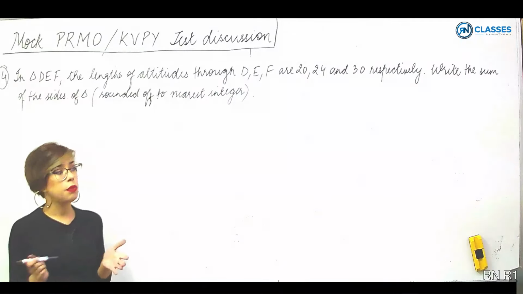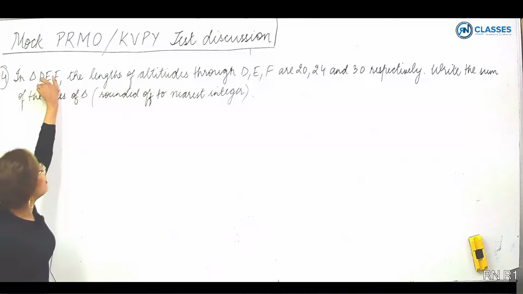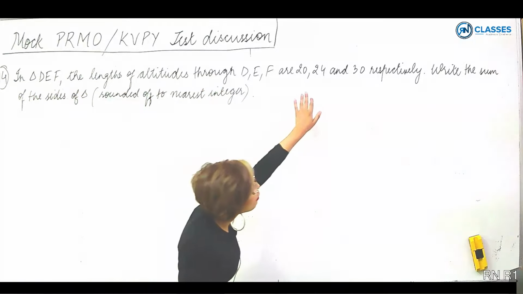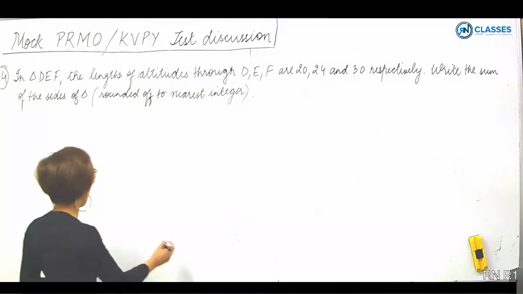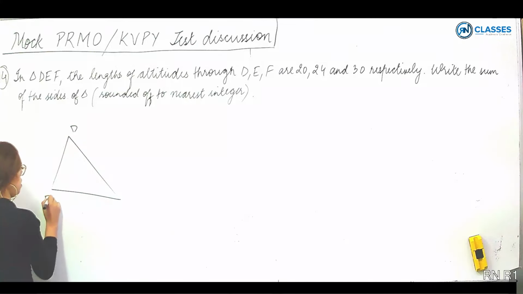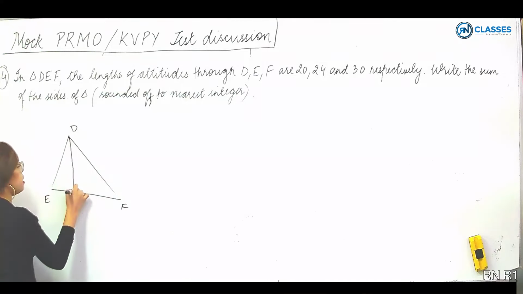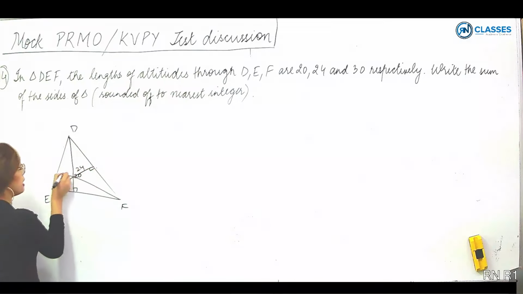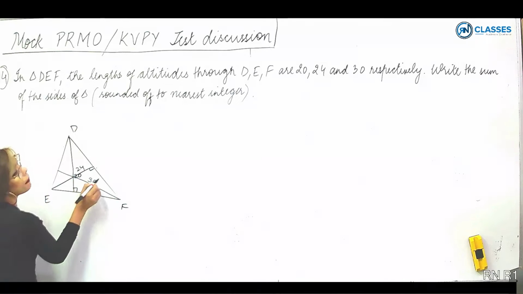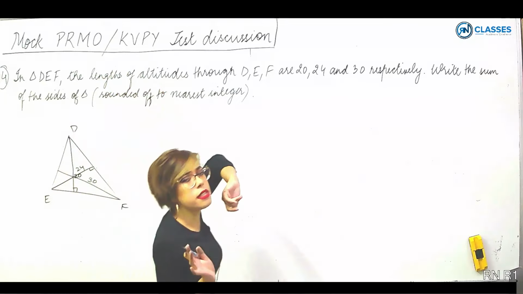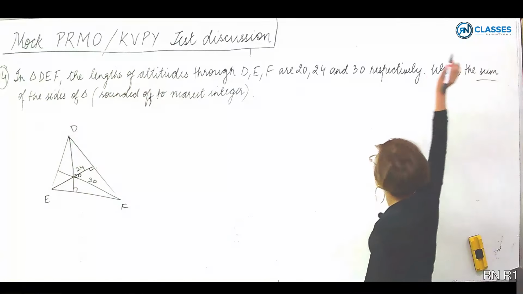Alright, so the next question is, in triangle DEF, the lengths of the altitudes through D, E, F are 20, 24, 30 respectively. So I have a triangle whose altitudes are known to me. This length is 20, this length is 24 and this is 30. Now he says write the sum of the sides of the triangle rounded off to the nearest integer. Right? Sum of the sides.